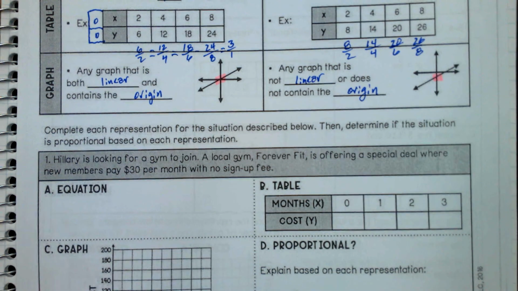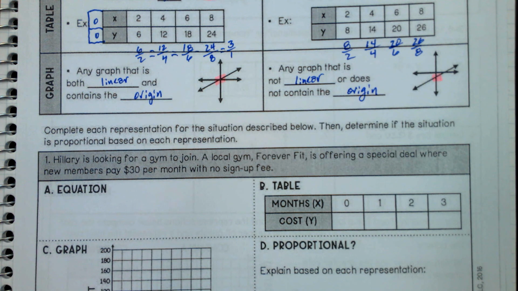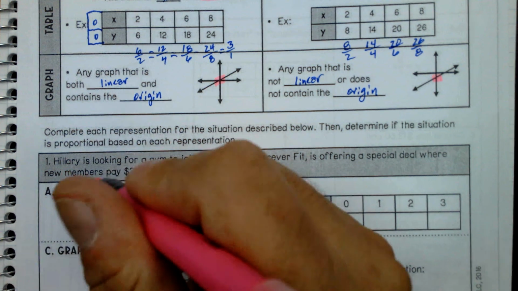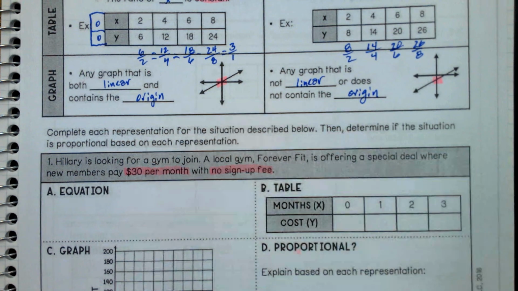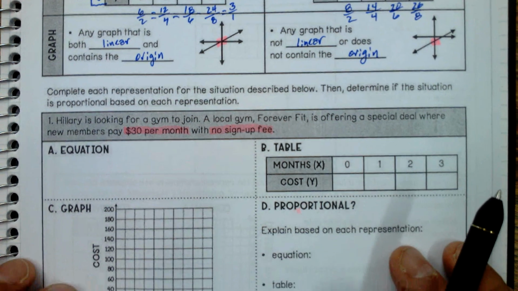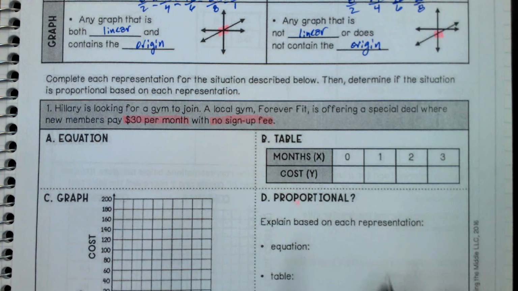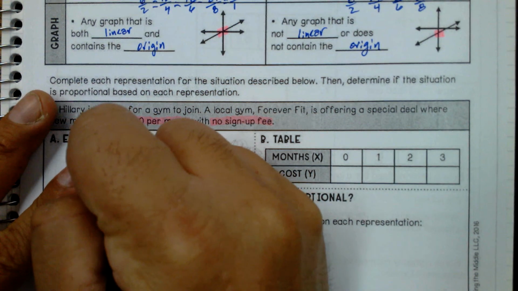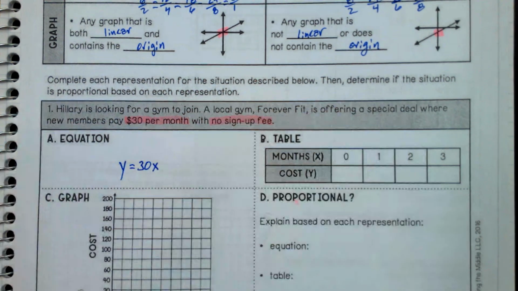Okay. Alexis, would you read number 1 where it says Hillary, that paragraph? Hillary's looking for a gym to join. A local gym, Forever Fit, is offering a special deal where new members pay $30 per month with no sign-up fee. Okay. So $30 a month and no sign-up fee. So what could our equation be? $30 for every month, and x.